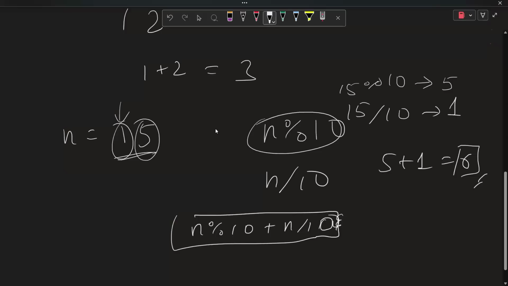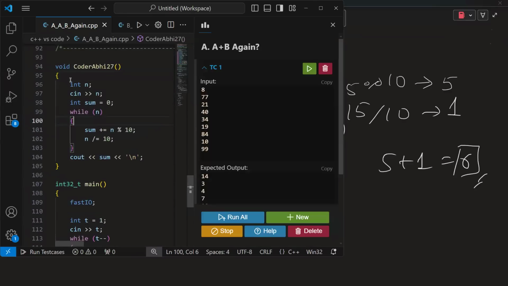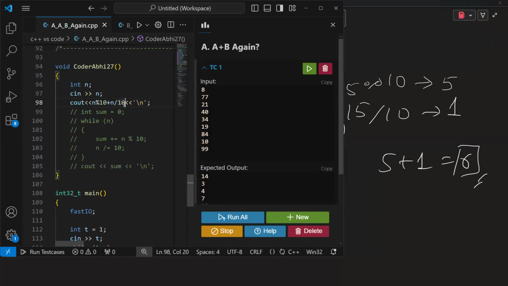But let's see the code. In my code, I have done it for a general any-digit number. I've taken a while loop and extracted each digit by doing n modulo 10 and then n divided by 10. I could have directly written cout of n divided by 10 plus n mod 10, because in the question it is given that it's a two-digit number. This would also be fine. This was not required, but during the contest, I did not notice that. So it's a general solution for any digit number to find the sum of digits.